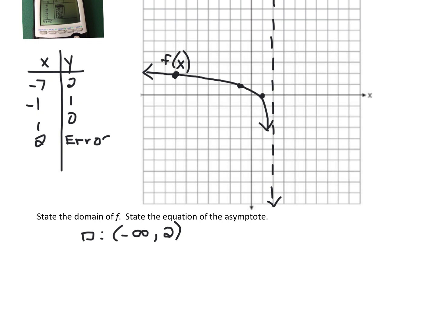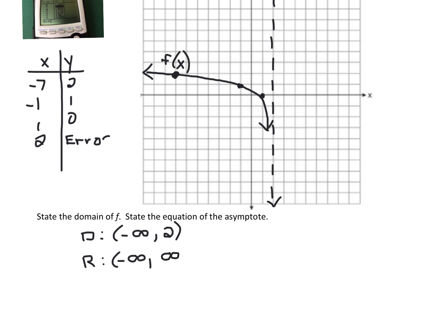All right, now it doesn't ask for the range, but I'm going to say it anyway. The range is your y values, how high and how low it goes. So your graph is going to go all the way down to negative infinity. It's going to keep getting lower and lower and lower. So negative infinity would be our low point. Now, as you work your way to the left, the graph is getting higher and higher and higher. It's growing slowly, but it's still growing. The highest y value that we're going to use is positive infinity. It's going to continue to grow.